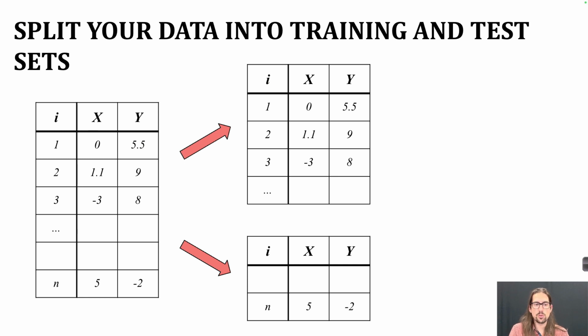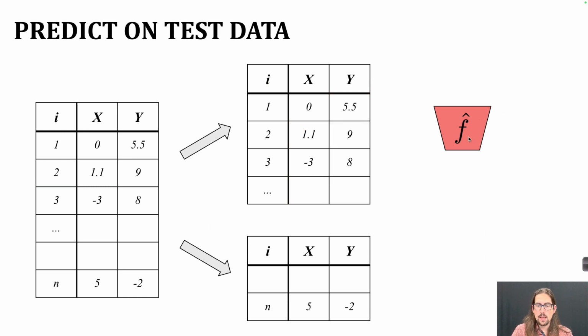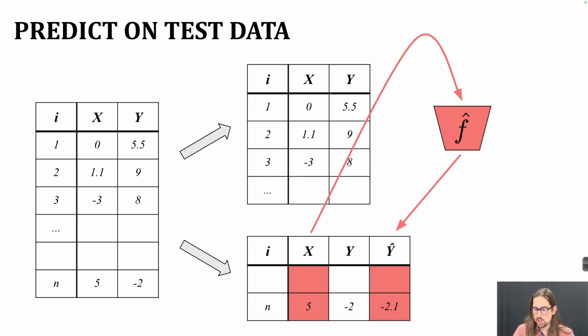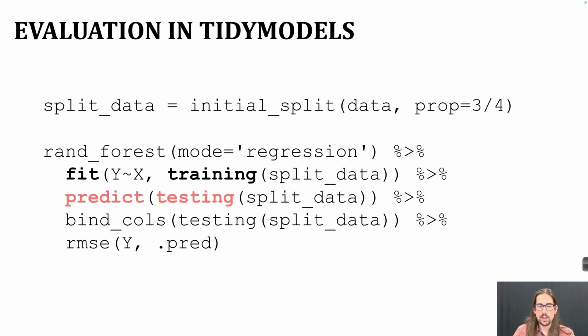So how do we get at that? It's very simple. We split the data into training and test sets. We've seen this. We train on the training data. So here script A represents our machine learning algorithm, like a random forest or linear regression. Doesn't matter. So that gives us our guess of the function. Then we predict for the values in the test data, and we generate our predictions, and then we compare those predictions to the true values, and that's going to give us our test set error.